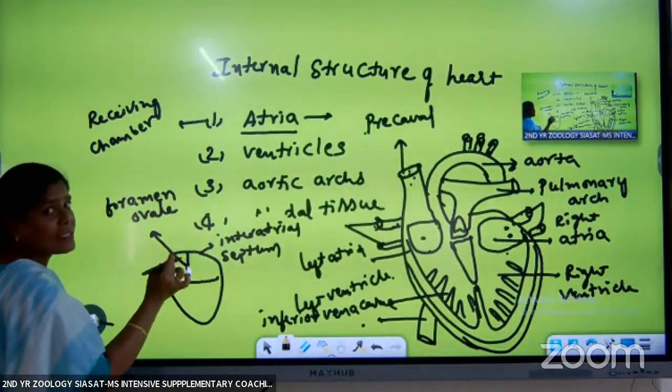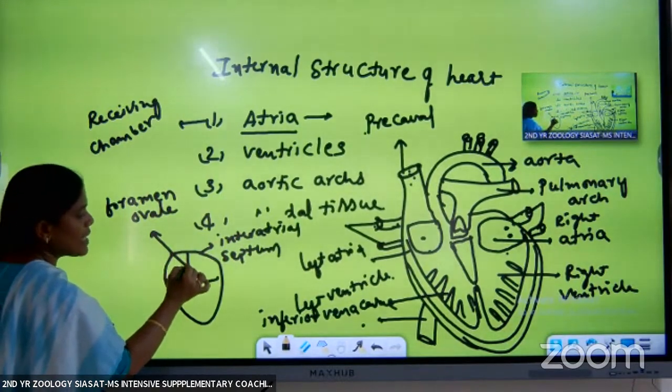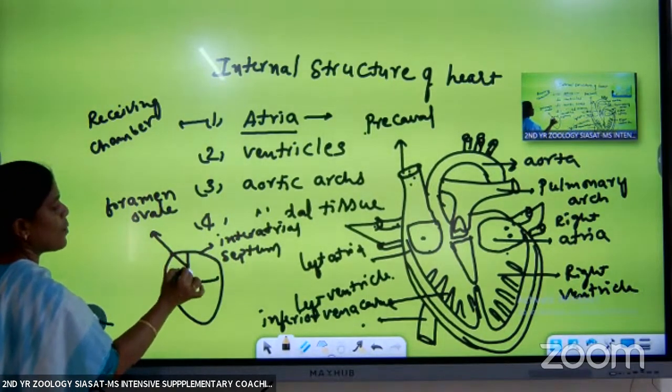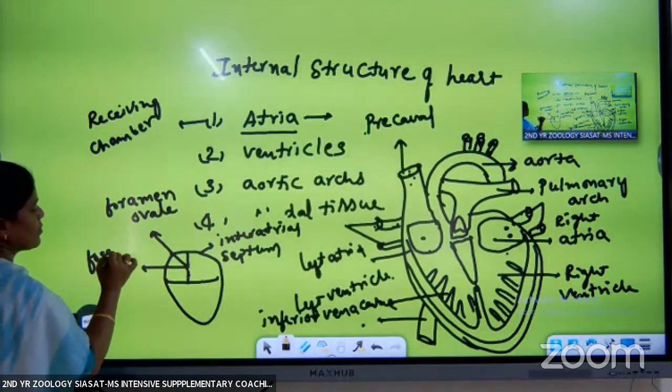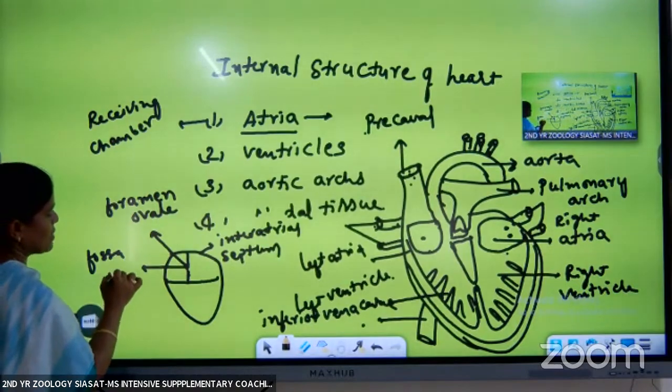After the birth, the lungs are functioning. At that time, this opening is closed and forms a scar, that we call the fossa ovalis.